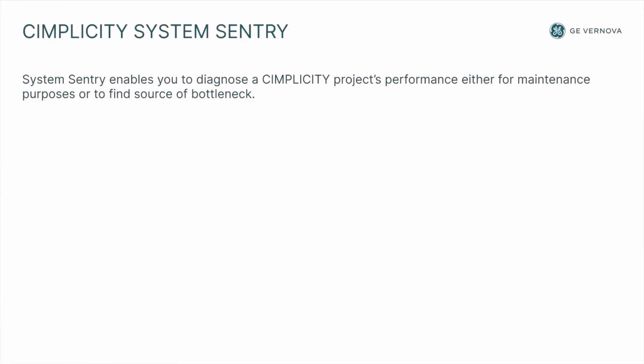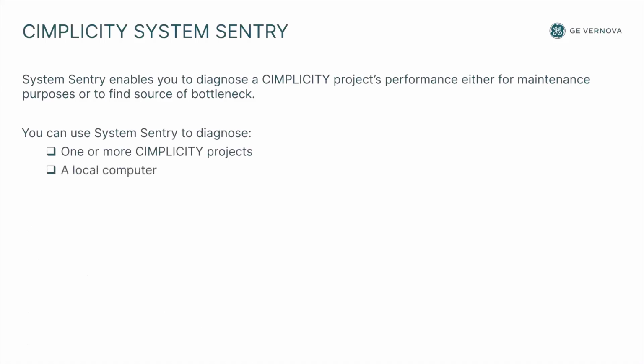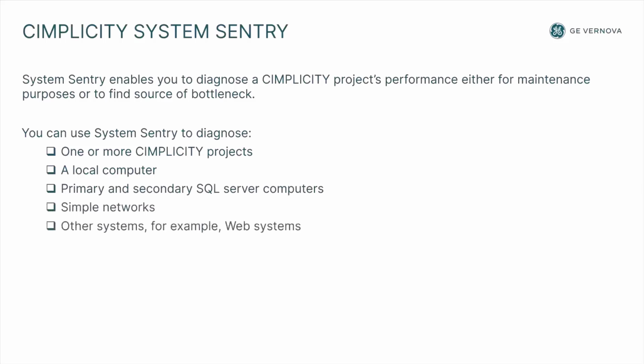With System Sentry option enabled in your Simplicity project, as a system administrator, you can diagnose a project performance for maintenance or to find potential bottleneck sources. You can use System Sentry to diagnose one or more Simplicity projects, a local computer, primary and secondary SQL Server computers, simple networks, and other systems, for example, web systems.